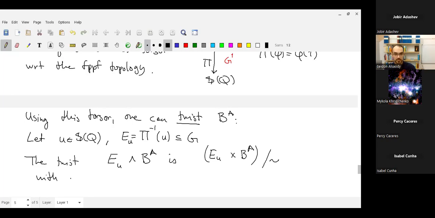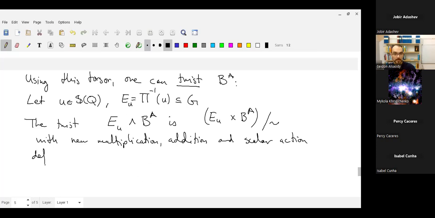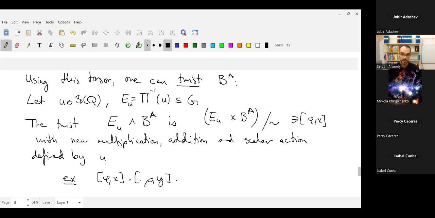with new multiplication, addition, and scalar action defined by U. So for example, if I write an element here as phi x, the multiplication of phi x with, say, rho y would be something like phi and then x dot phi inverse rho of y.